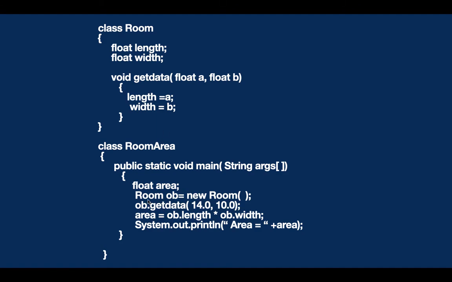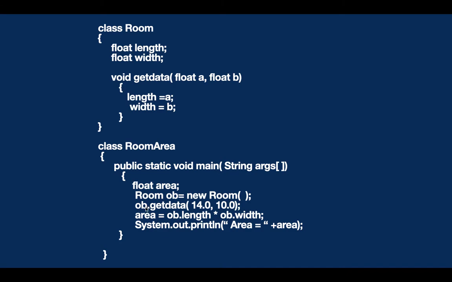How? By using the class name room, then ob is the name of that object, a representative of the class, and new is the keyword which allocates space for this object. Finally, room with brackets open and close is called a constructor, which will initialize this object when it is being created. But since there is no argument, this type of constructor is called a default constructor. Once this object has been created, of which class? Room class inside room area.